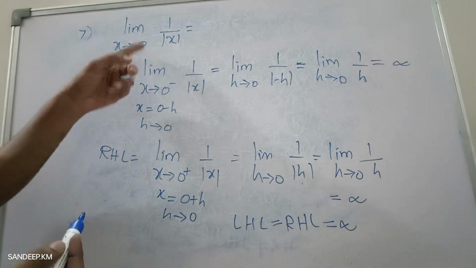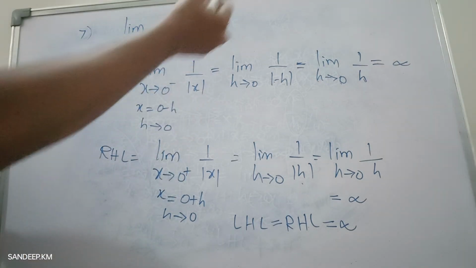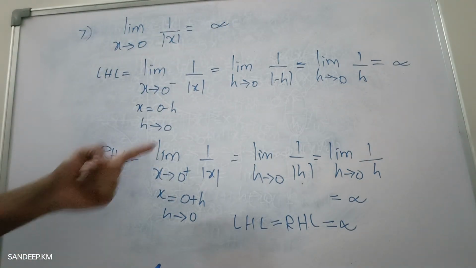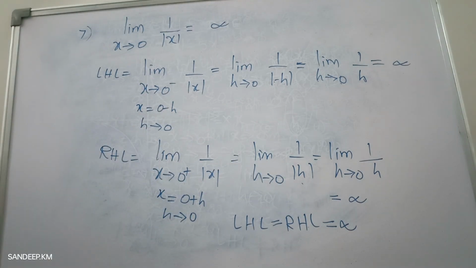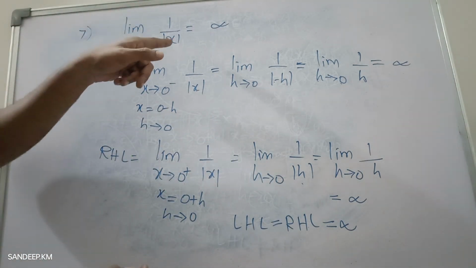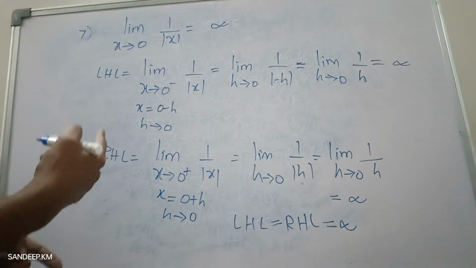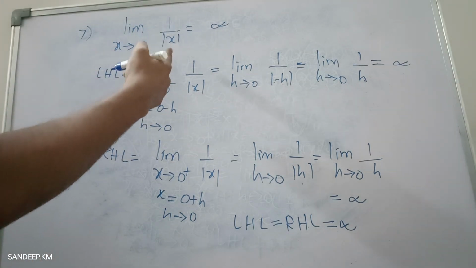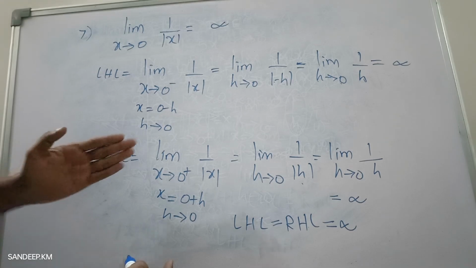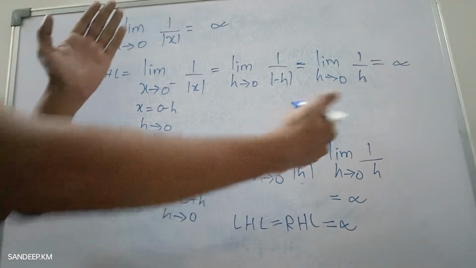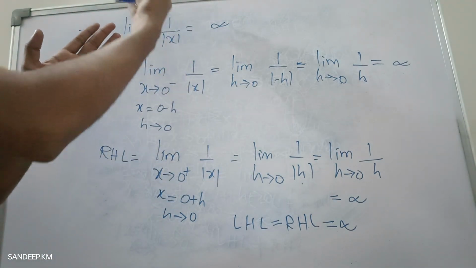When x approaches 0, 1 by mod x is approaching infinity. From the left side also it is approaching infinity. From the right side also it approaches infinity. Can you draw the graph of 1 by mod x? I have drawn the graph of 1 by x. Can you draw the graph of 1 by mod x and check it once, whether from the left side also the graph is going to plus infinity or not, and from the right side also the graph is going to plus infinity or not.